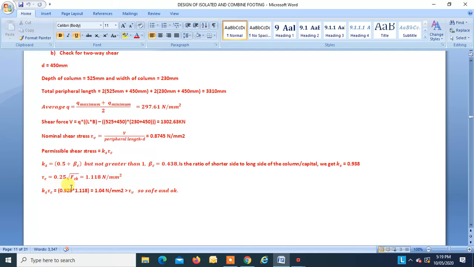But Ks cannot be greater than 1. As this is less than 1, it's okay. Suppose it were greater than 1, then we would have to take 1, right? But our value is coming out to be less than 1, so we will take the actual value 0.928. Now tau c is equal to 0.25 into under root fck. fck is 20, so we get this as 1.118. So this into this is equal to 1.04. This is our allowable shear stress.